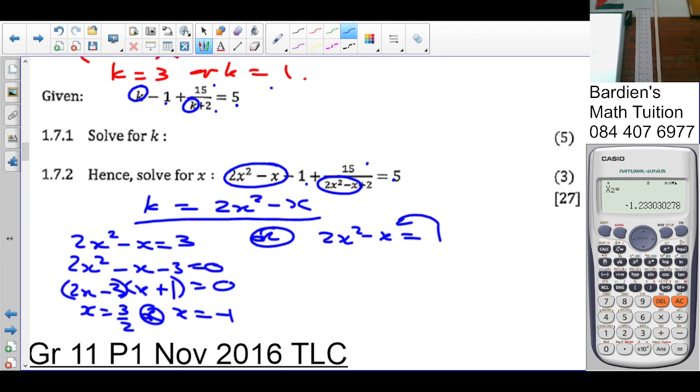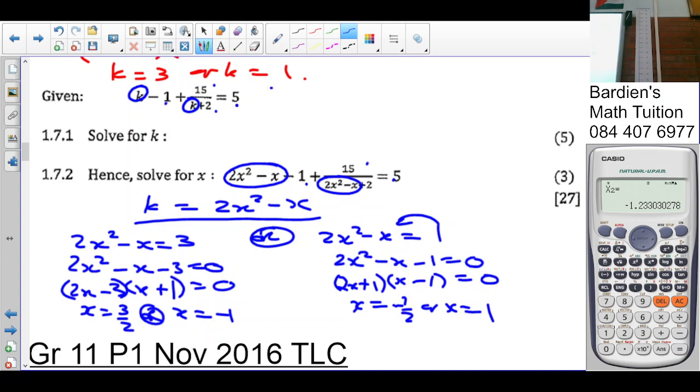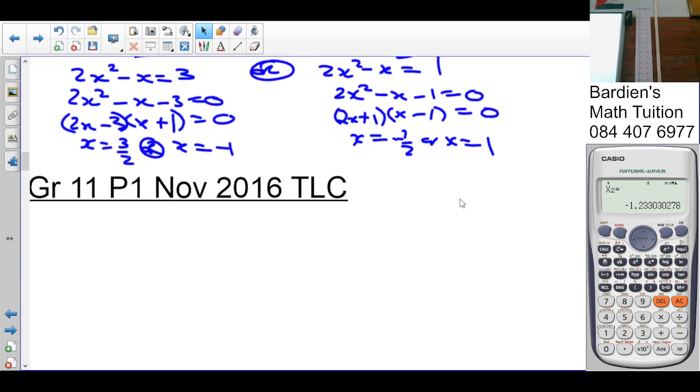And then we take this 1 over, becomes 2x squared minus x minus 1 is equal to 0. This also factorizes into 2x, x, 1 and 1, is that correct? That's minus and plus, so x is equal to negative half, or x equal to 1. Okay, you all agree with that? You know, that is a lot of work for 3 marks. I gave them one on each set of solutions.